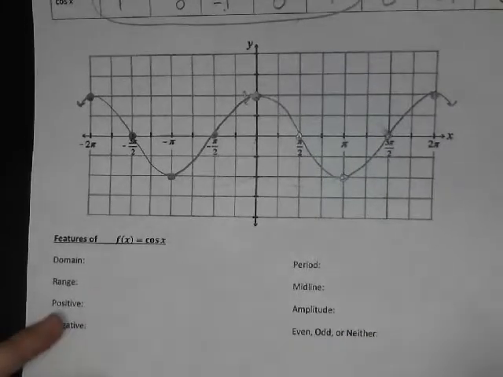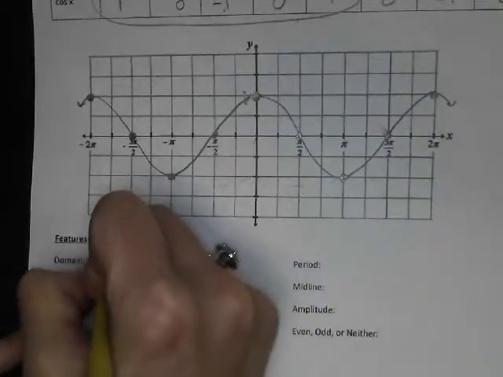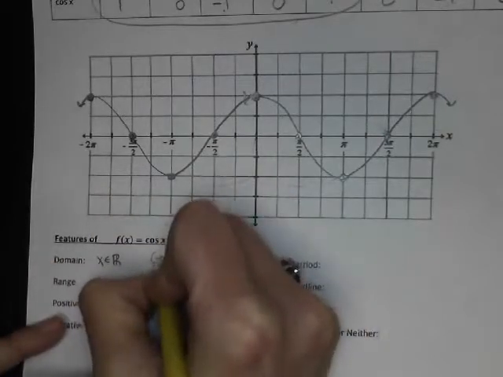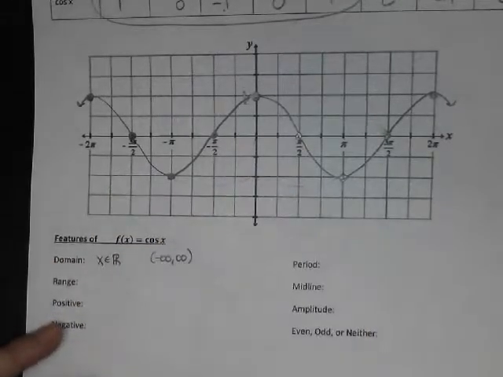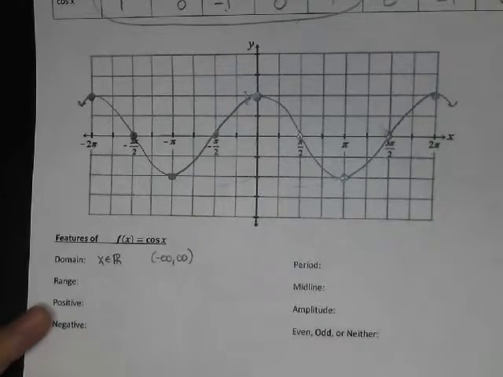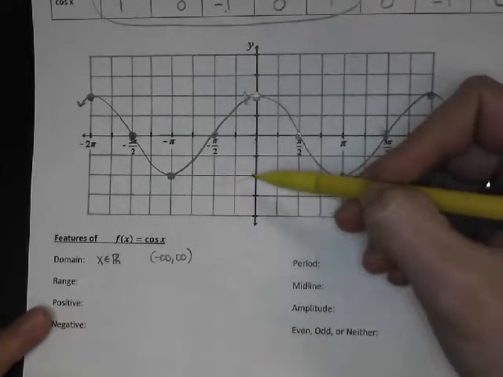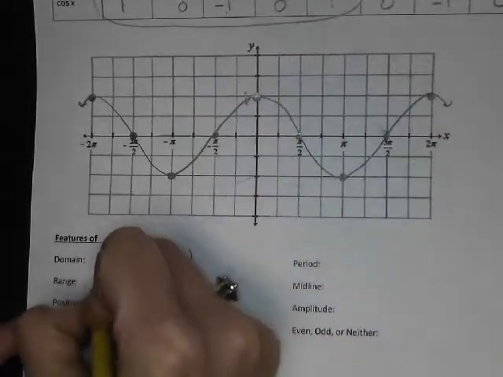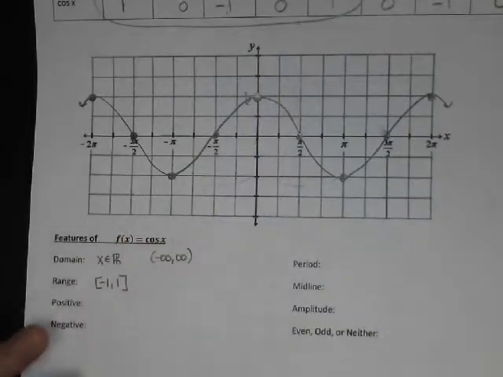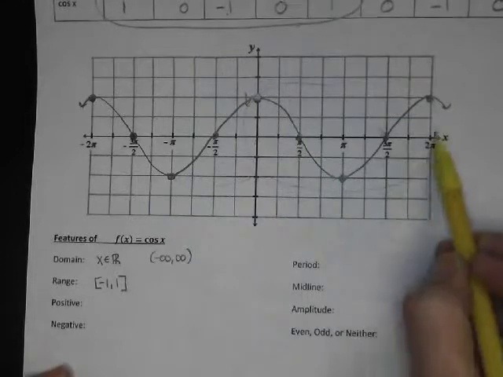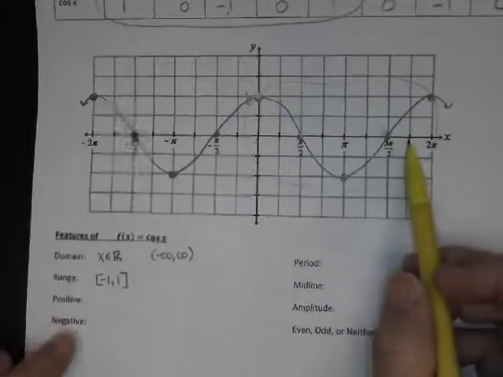Our domain here is the same. X can be any real number, or we could go negative infinity to infinity if we want interval notation. Our range is also the same. The cosine of anything has to be between -1 and 1. And we'll just focus on our first cycle for this next part.